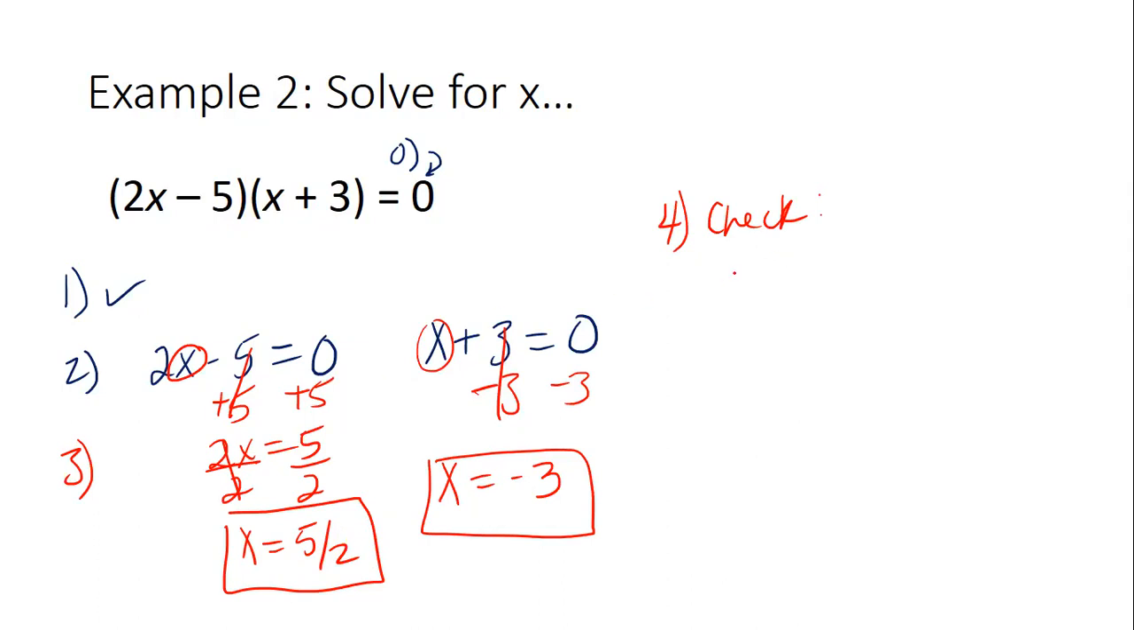Okay. So for example, if I have 2 times 5 halves minus 5, this is saying what is 2 times 5? 10. What is 10 divided by 2? 5. Does 5 minus 5 equal 0? Yes. So it works. Okay.